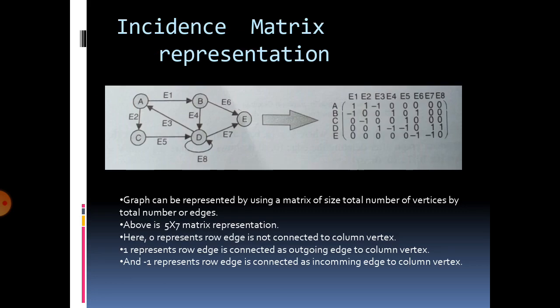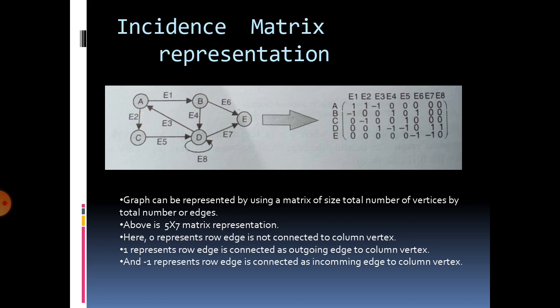Incidence matrix representation. Next one, incidence. Here the matrix representation can be done, and what is the size here? The size is the total number of vertices by the total number of edges. So how many vertices do we have here? 5. 5 by how many edges? 3, 4, 5, 6, 7. 7 edges. So that matrix is a 5 by 7 representation.